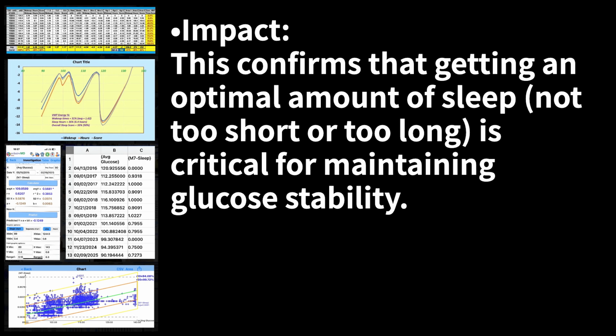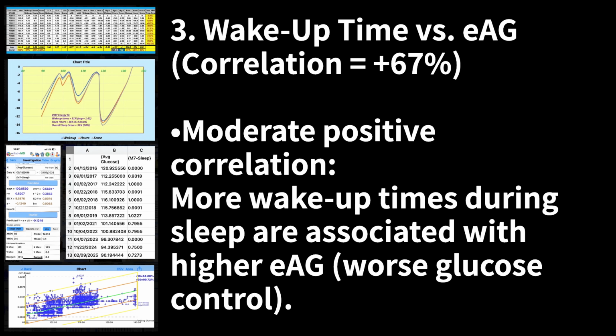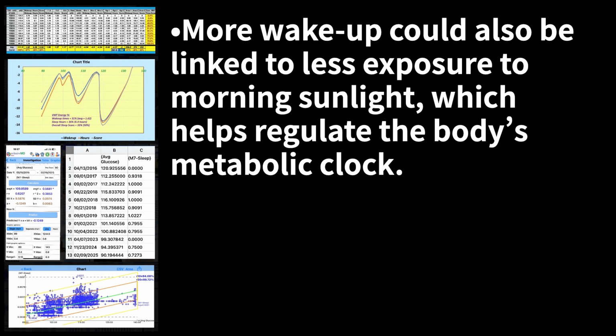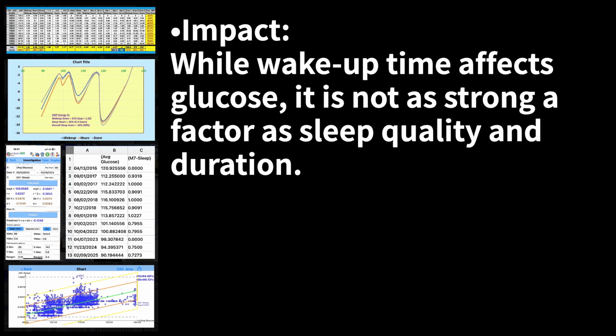Impact: this confirms that getting an optimal amount of sleep, not too short or too long, is critical for maintaining glucose stability. 3. Wake-up time versus EAG correlation equals +67%. Moderate positive correlation. More wake-up times during sleep are associated with higher EAG, worse glucose control. Meaning, waking up at night may indicate circadian rhythm misalignment, leading to poorer insulin sensitivity and disrupted glucose regulation. More wake-ups could also be linked to less exposure to morning sunlight, which helps regulate the body's metabolic clock. Impact: while wake-up time affects glucose, it is not as strong a factor as sleep quality and duration.